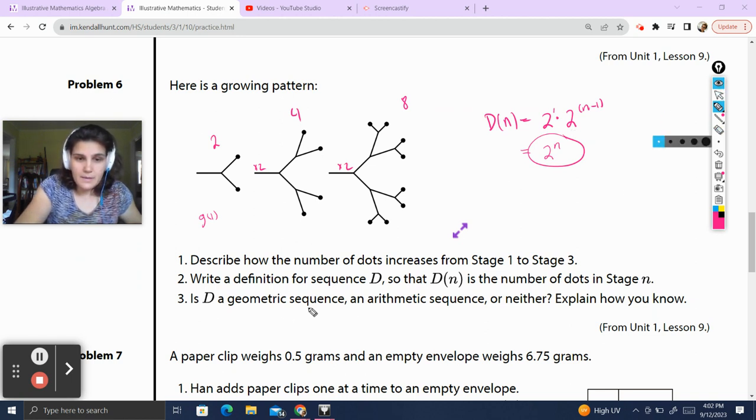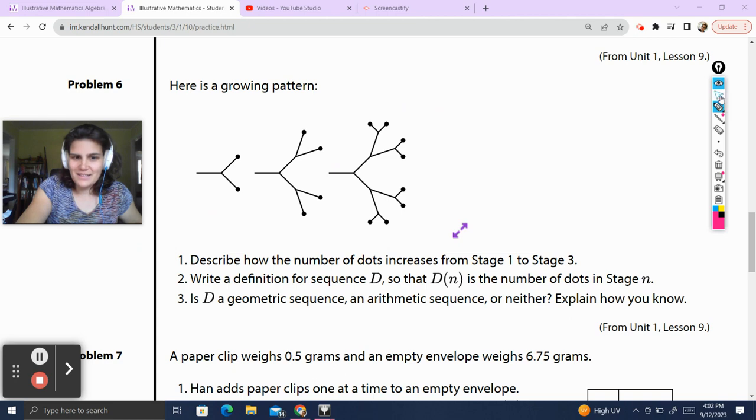Now, is D a geometric sequence or an arithmetic sequence or neither? Explain how you know. Well, we're multiplying by 2 each time. And we've gone over this in every single lesson for the past 10 lessons. So it's a geometric sequence. All right, let's go on to the next question.